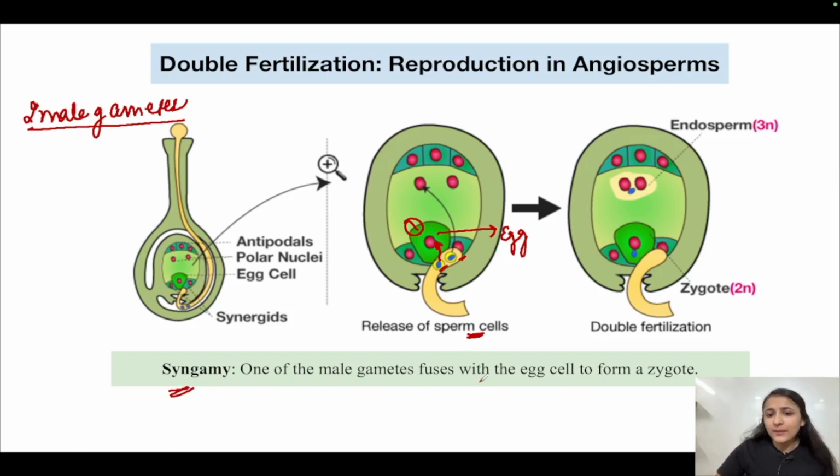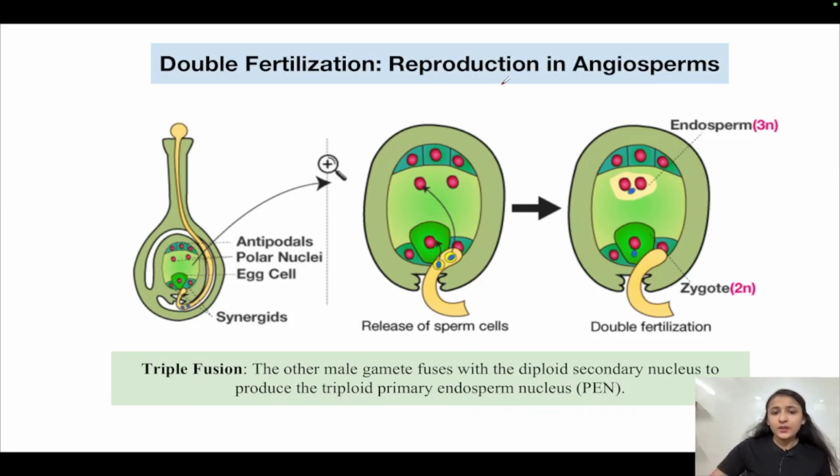Okay, when one male gamete fuses with the egg cell to form a zygote, that is N plus N equal to 2N. N is the egg cell, the other N is the sperm cell. They fuse to form a zygote or the 2N cell. This process is the syngamy process.